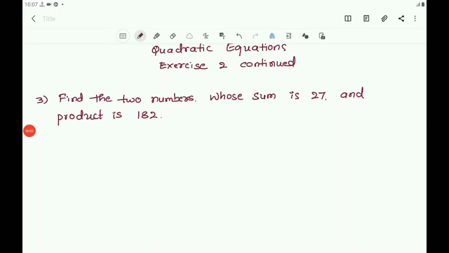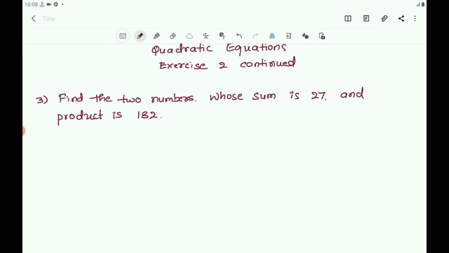Dear students, it is a continuation of the chapter quadratic equations. Now let us continue the exercise 2 of the chapter. Third question. Read the third question. What is that question? Find the two numbers whose sum is 27 and product is 182.